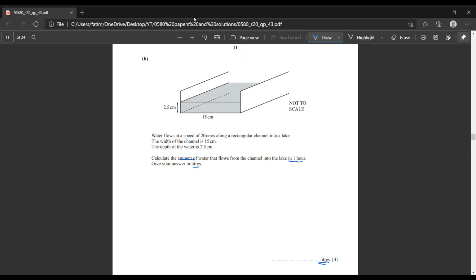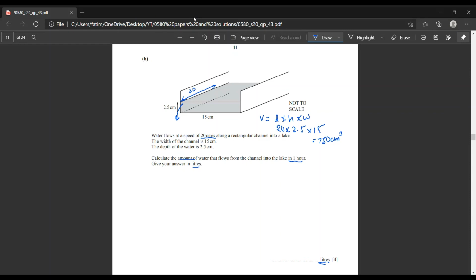Now we're told in the first sentence that water flows at this speed. So for every second, there's about 20 centimeters length of water that moves out of the channel and pours out. That means the volume we have is going to be the volume of the rectangle, and the volume is supposed to be length into height into width, right? And over here, that's 20 into 2.5 into 15. That's 750 centimeter cube. So that's the volume of water that moves every second.